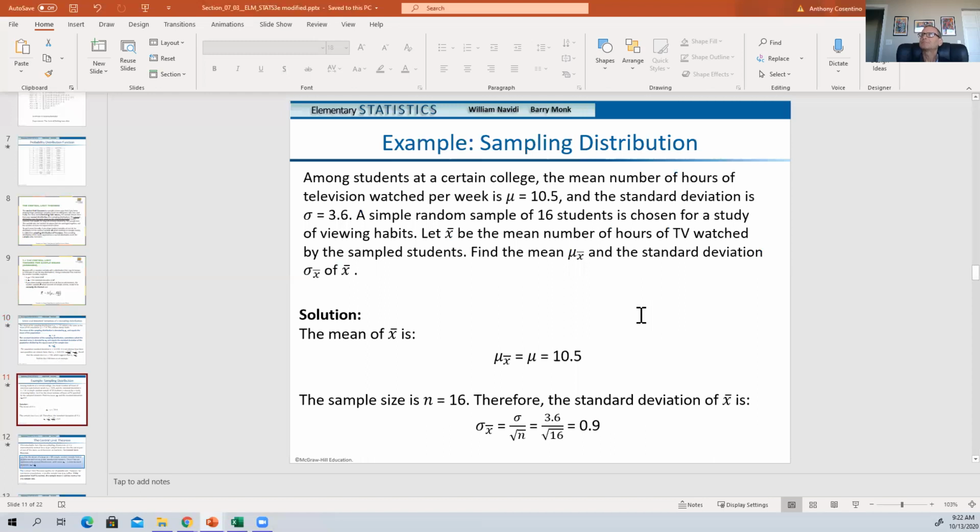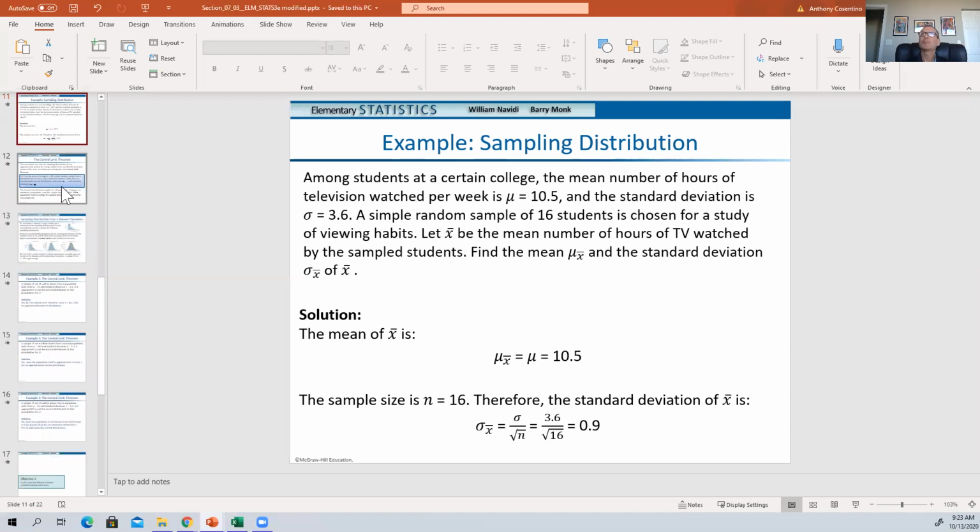So here's another example. If we have a certain college, the mean number of hours of television watched is 10.5 with a standard deviation of 3.6. If we randomly pick 16 students, find the standard error, or the standard deviation for the central limit theorem, and its mean. Well, the mean's the mean, so that one's really nice. So 10.5 is 10.5. And this one's strategically set up where you have the square root of 16, and the square root of 16 is 4. So 3.6 divided by 4 is 0.9. We're going to use these types of calculations to make predictions on experiments using sample means and the central limit theorem a little bit later.